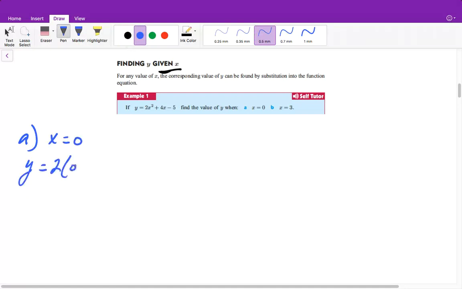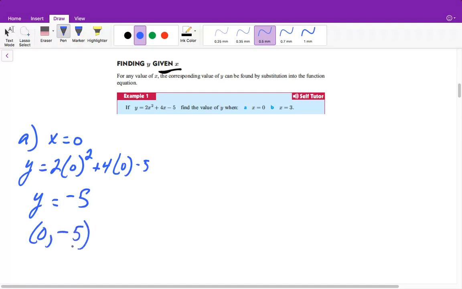y is equal to 2 times 0 squared plus 4 times 0 minus 5. So y is then equal to -5. So when x is equal to 0, y is equal to -5. That would be our ordered pair. So we just plug it in, and then we just solve.